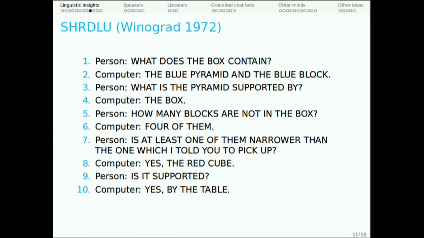How many blocks are not in the box? Again, that's a very difficult question to make sense of unless you're grounded in an environment. "Four of them" is referring back to blocks. The system could do that. The red cube, yeah, all these things. The only way any system, I think, could make sense of a dialogue like this and perform these actions and answer these questions is if it was grounded in a world like the one that Terry Winograd had constructed.